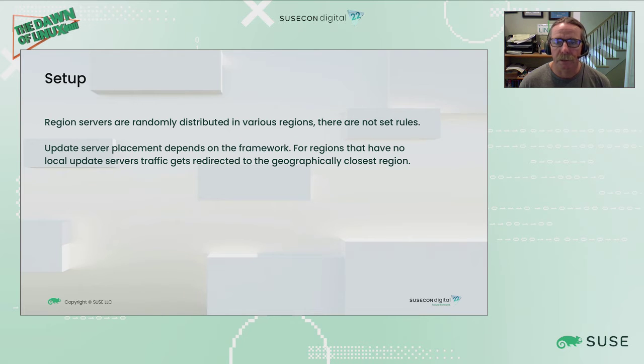From a setup perspective, the region servers are randomly distributed across various regions in any given framework. There are no set rules. Update servers are placed generally in every region. Again, this is somewhat framework dependent. For regions that have no update infrastructure, traffic gets redirected to the geographically closest region.